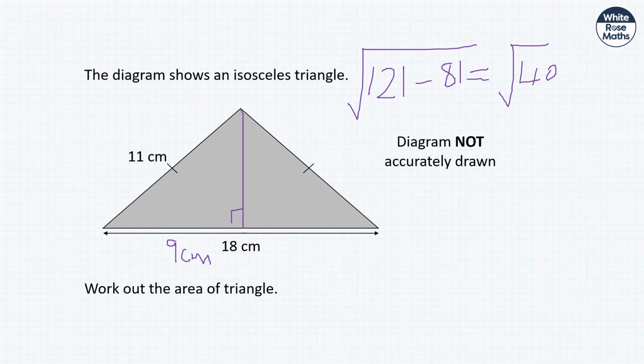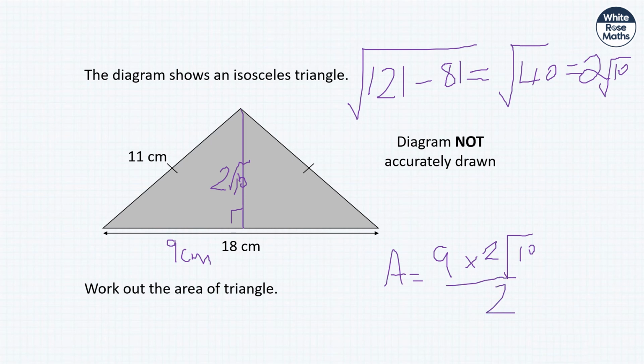Or I can write that as root 4 times root 10. So that'll be 2 root 10 if you simplify that. Sorry, 2 root 10. So the area will be base times height divided by 2. So 9 times 2 root 10 divided by 2. Well, the 2's will just cancel. So I'm left with 9 root 10 centimeters squared in its exact form.